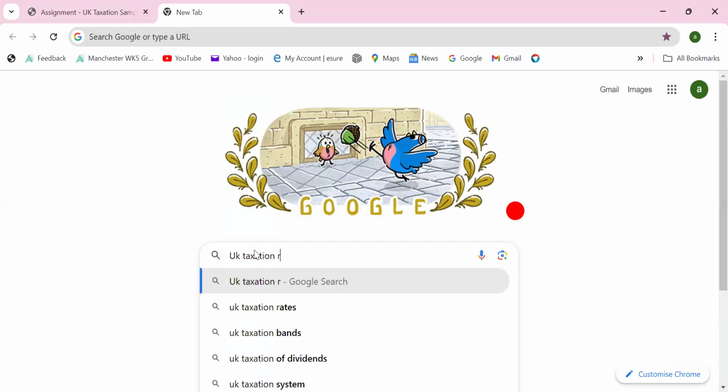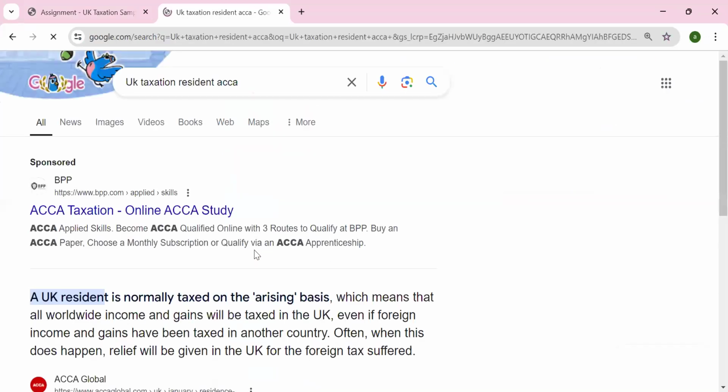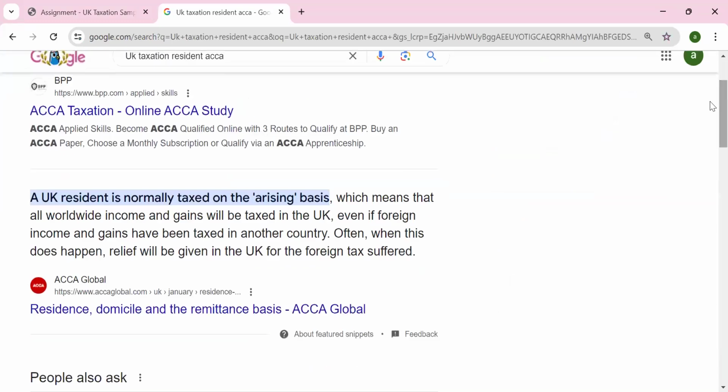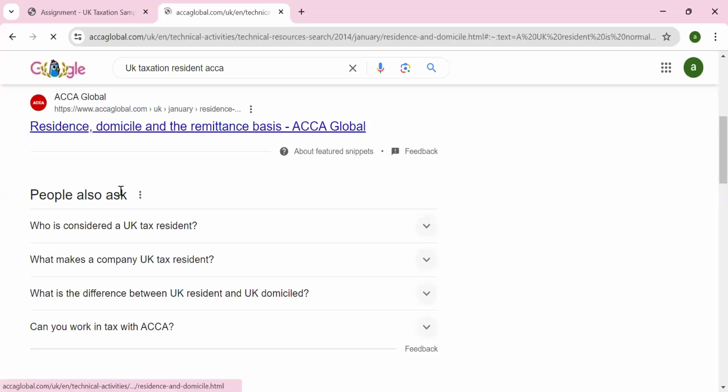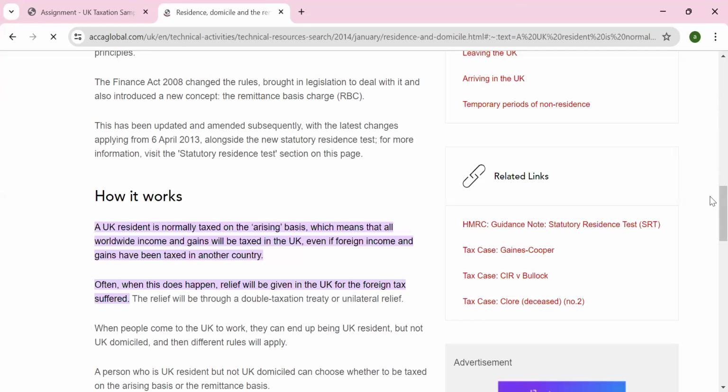a taxation resident, and if you want ACCA or you want Kaplan, you can find a lot of examples from domiciles, from the ACCA website. Or if you write the word Kaplan or gov.uk, you will be given the guidance.